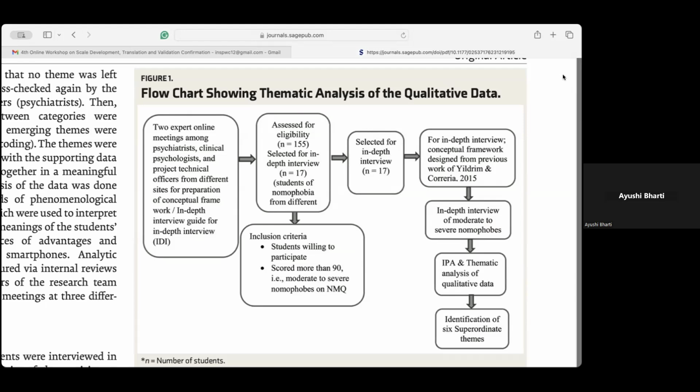And for few of them, it was also time consuming, because we had some scales for concurrent validity and for divergent validity also, so they were not willing to complete the questionnaire. So these are the disadvantages which we faced during the data collection.